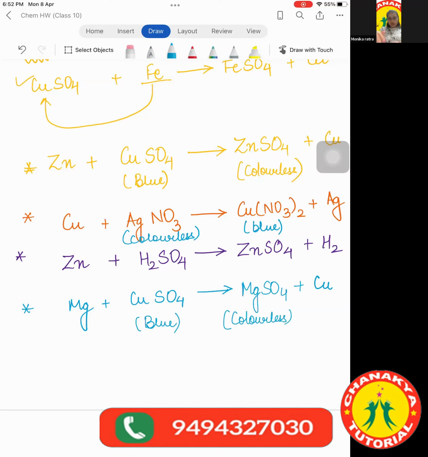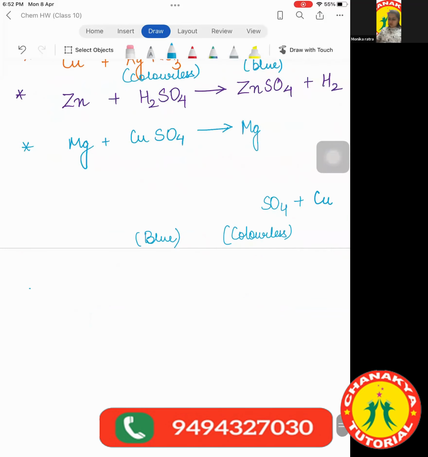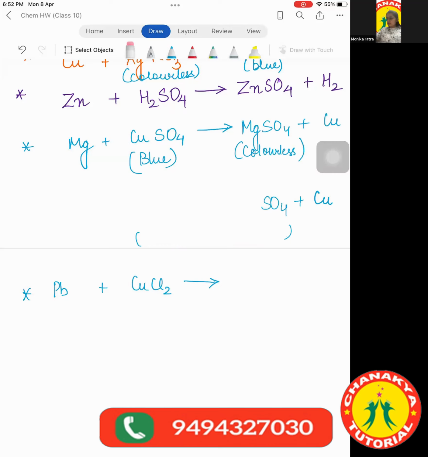Whose chance was it? Meher had answered. Subhansh. Next question is lead plus CuCl2. Will this reaction take place or not? Yes. This reaction will also take place. Fine. What will be the product formed? PbCl plus Cu. Yes. PbCl2 plus copper.